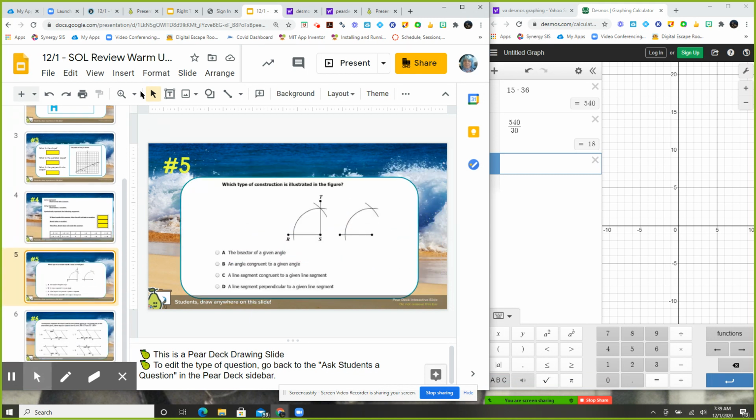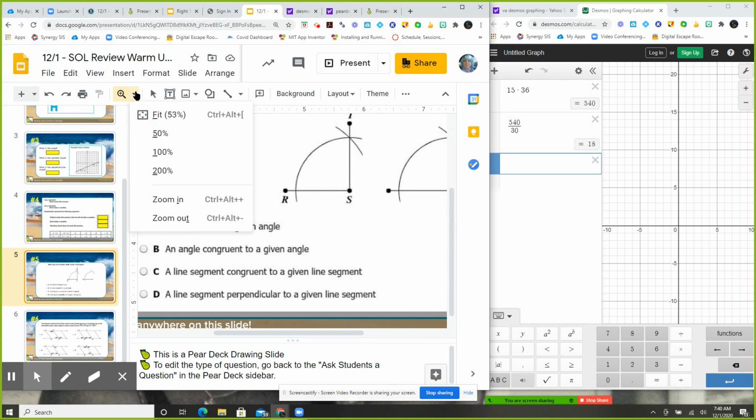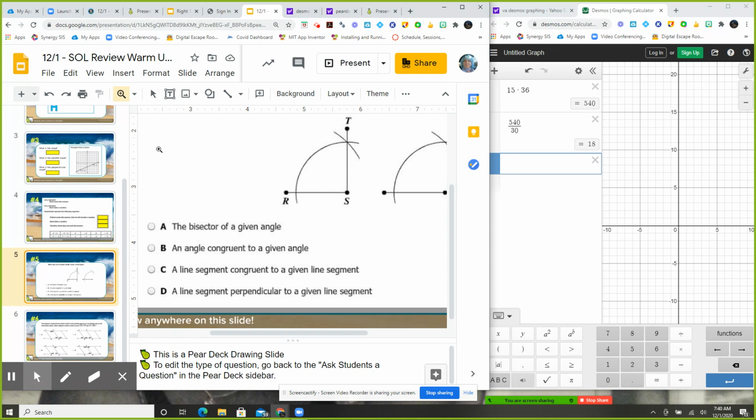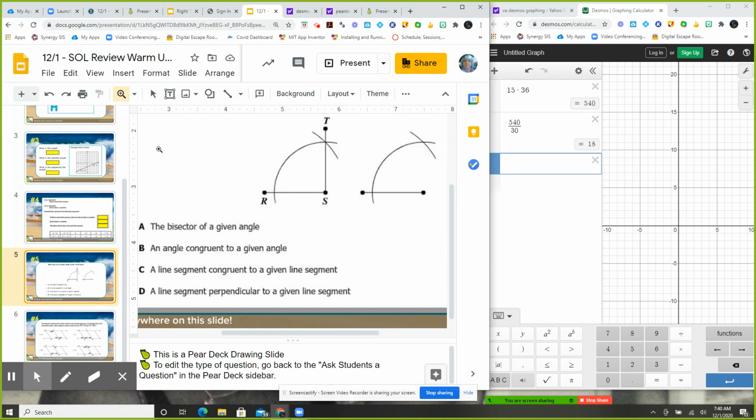Constructions. Let's get a little bigger with this one. That's probably too big. That'll work. Angle bisector. Has this angle been bisected?